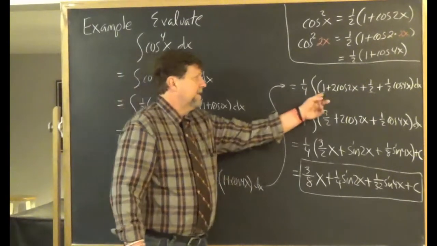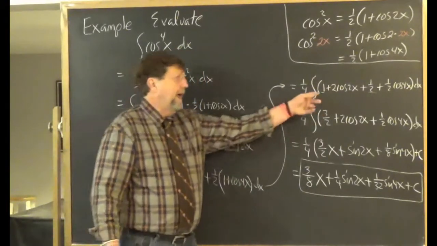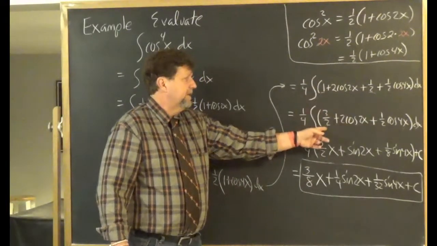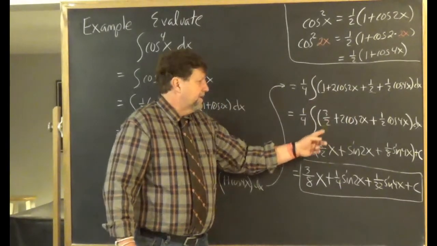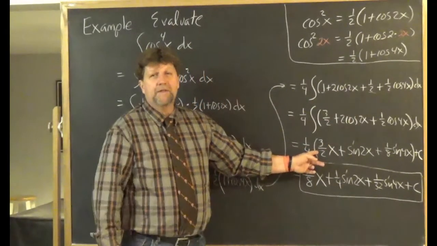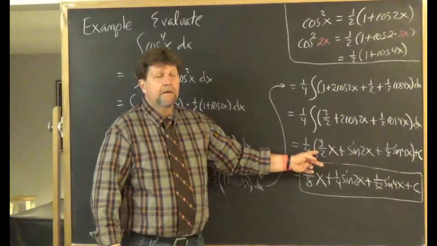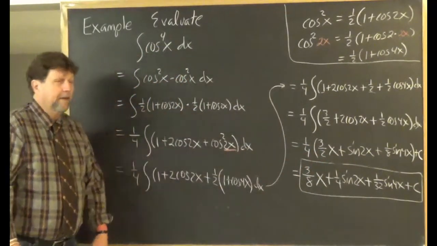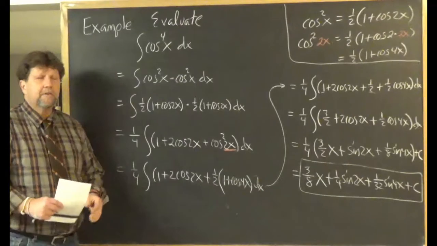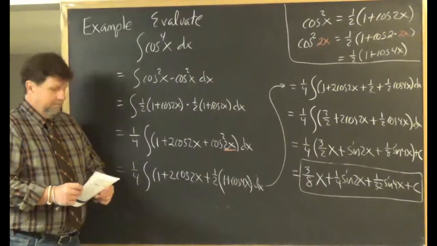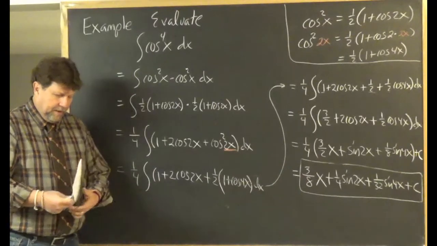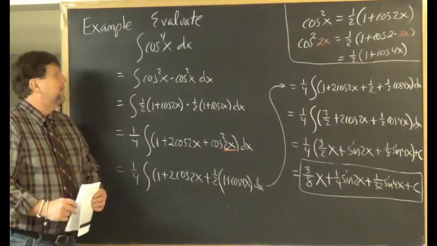From this step to this step, we just distributed the 1/2. From this step to this step, we just combined like terms. That's arithmetic. From this step to this step, that was calculus. So really only one step of calculus. Everything else was just using trig identities and a little bit of algebra. But that one wasn't too bad.